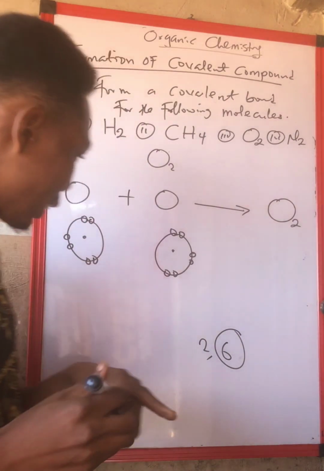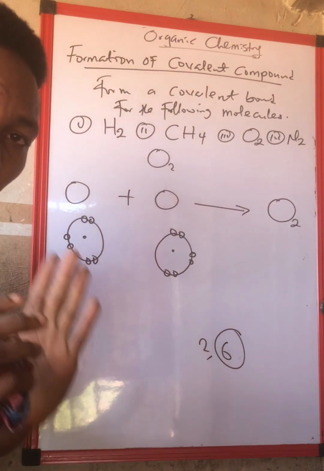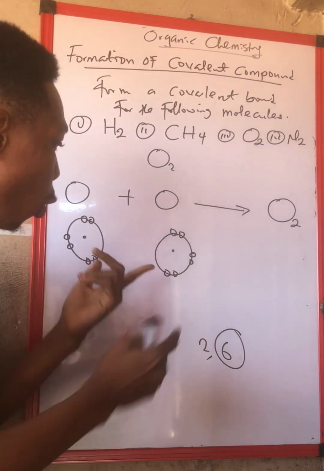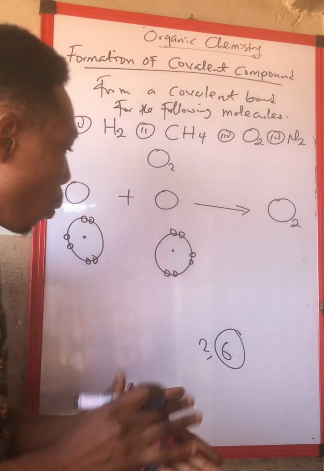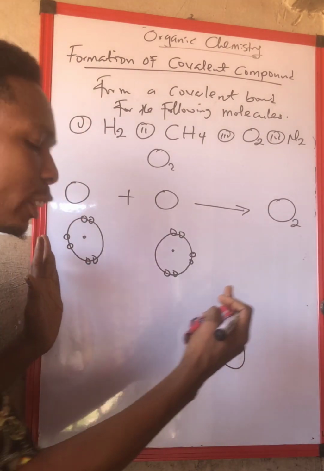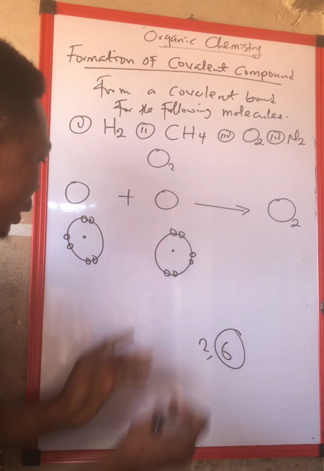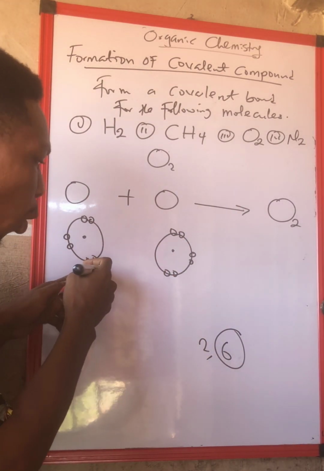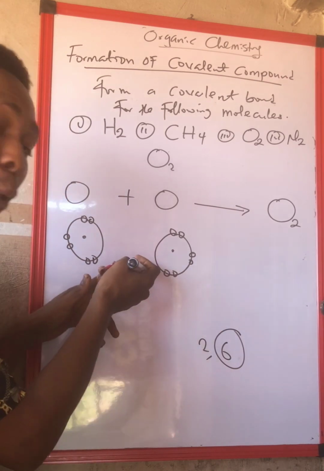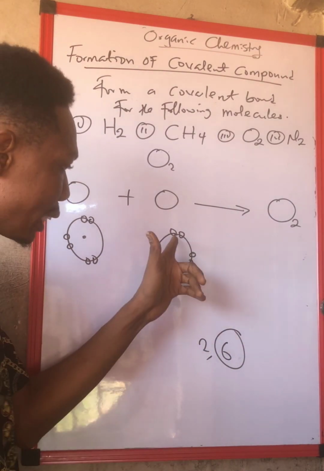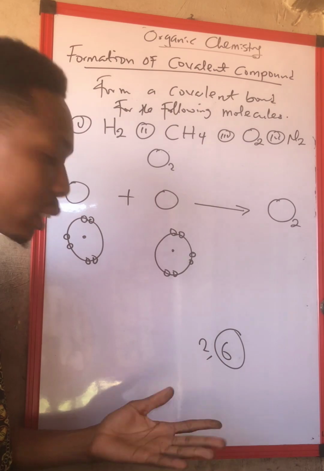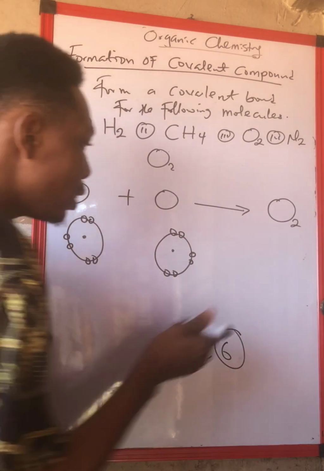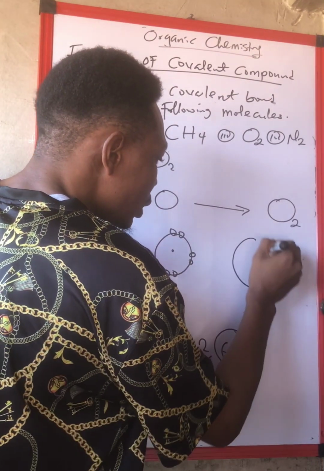This one needs 2 electrons to complete its octet shell, and this one also needs 2 electrons to complete its octet shell. Both of them need to come together. When coming together, that is what we call sharing. This one can decide to come with 2, and this one will also come with 2, making 4. 4 in addition to this other 4, making 8. So at the end of the day, we are going to have something of this nature.